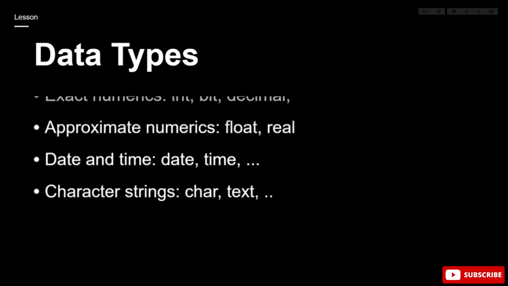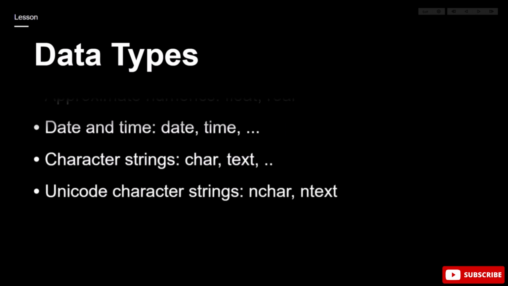The next type is called character strings to represent the string of characters. You can use the char data type for that, or you can use the text data type, and I will show you that in this course. And the next type is called Unicode character strings to represent Unicode character strings or collection of characters. You can use for that the nchar data type or ntext data type.